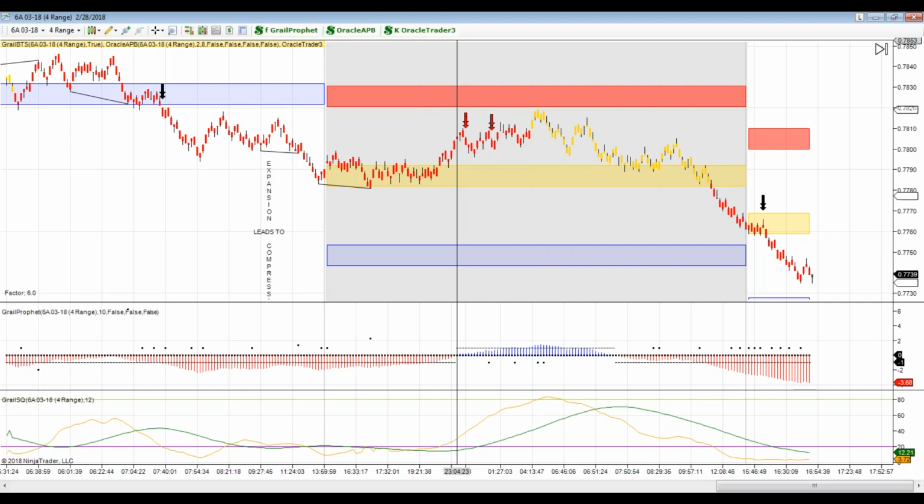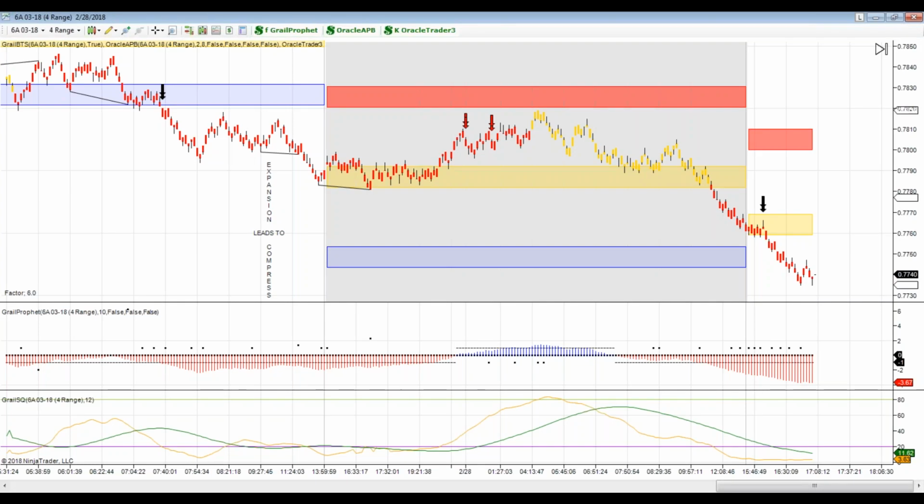This is Rich with High Percent Trading, and I wanted to show the Oracle Trader trade setups today for Thursday, February 28th, 2018. We're going to go through all 8 of the currencies here. The first one is the 6A, that's the Australian dollar. Today, our projected daily trend was down in the 6A.